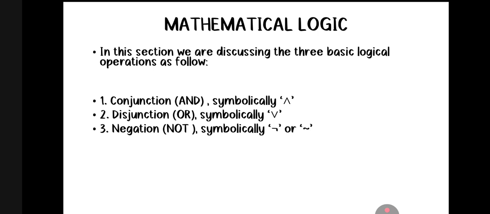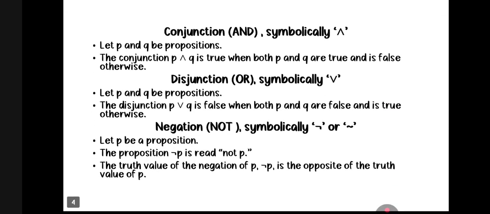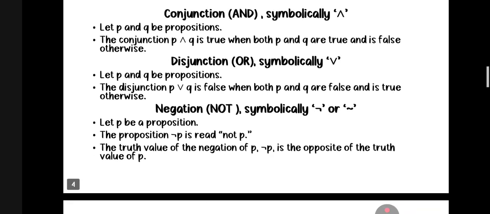The symbols are there. First we discuss conjunction. Conjunction means, take P and Q to be propositions, then the conjunction P and Q is true when both P and Q are true, and is false otherwise. Disjunction means the OR operator. Let P and Q be propositions. The disjunction P or Q is false when both P and Q are false, and is true otherwise.